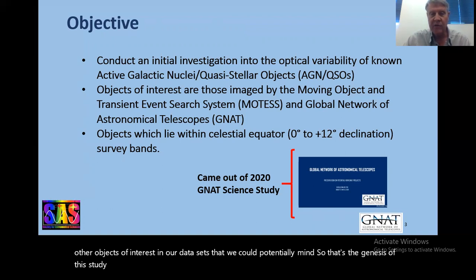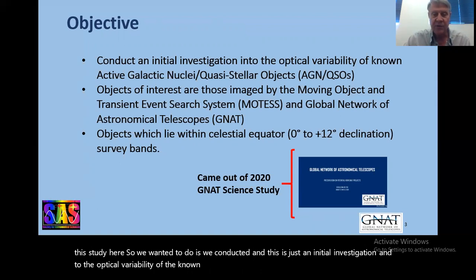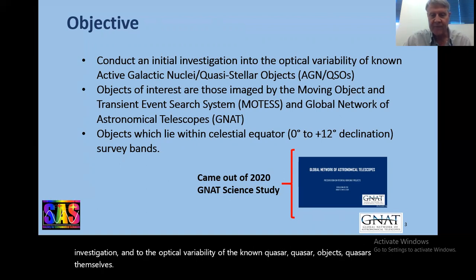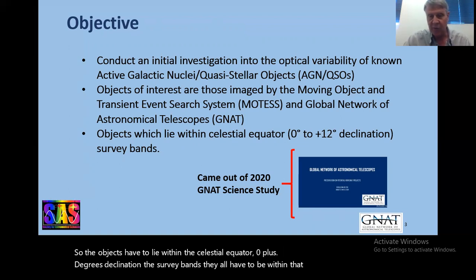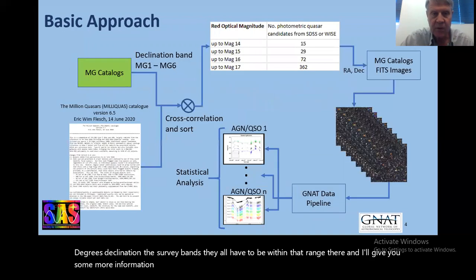So what we wanted to do, and this is just an initial investigation, was look into the optical variability of the known quasi-stellar objects, quasars themselves. The objects have to lie within the celestial equator, 0 plus degrees declination. The survey bands all have to be within that range, and I'll give you some more information on that in just a second.